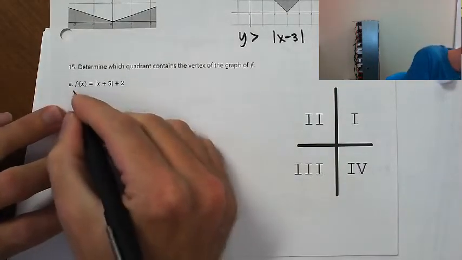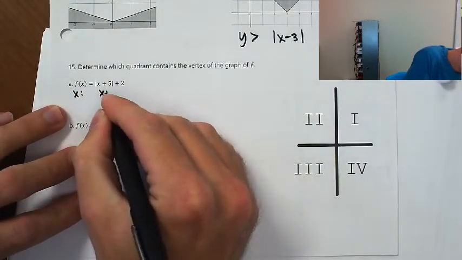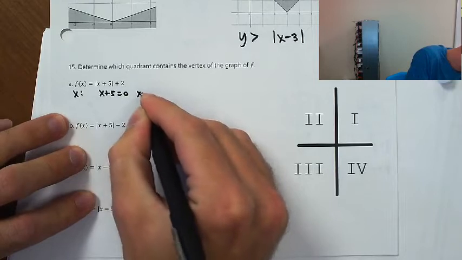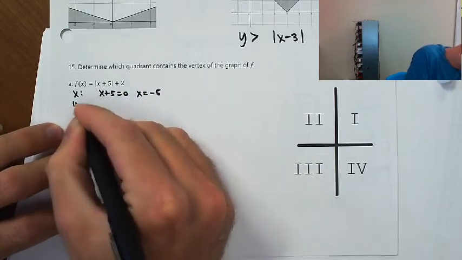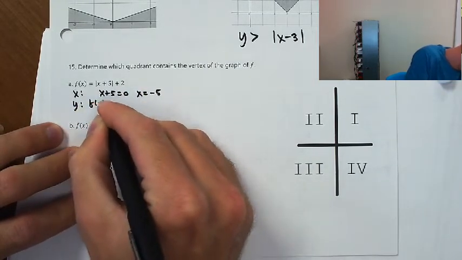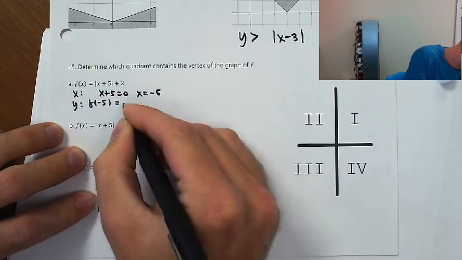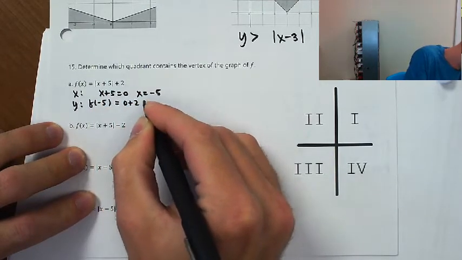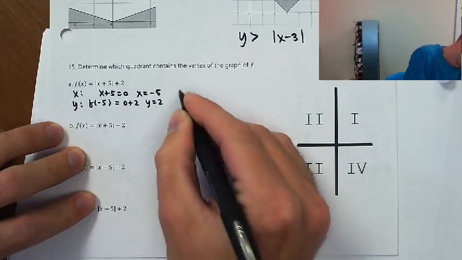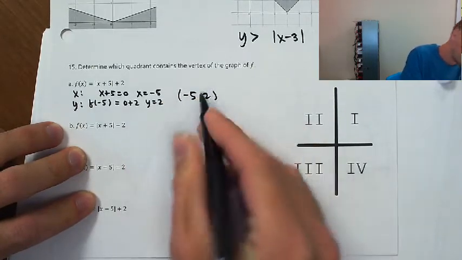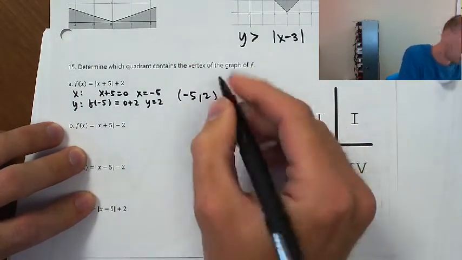Okay, so the x coordinate is going to be where x plus 5 equals 0. That's x equaling -5. For y, f of -5 equals the absolute value of 0, plus 2. So y equals 2. If I have -5 and 2, x is negative, y is positive, that's quadrant 2.